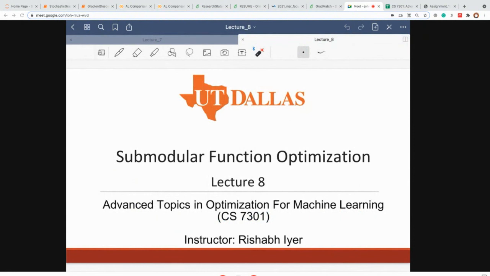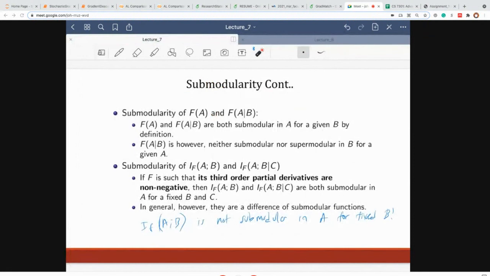Yeah, is this an if and only if condition? I believe it's an if and only if condition. It's an if and only if condition for the submodularity of I_f of A comma B. Yes, we showed that it's an if and only if condition. So I_f of A comma B is submodular in A for a fixed B and C if and only if the third order partial derivatives are non-negative.